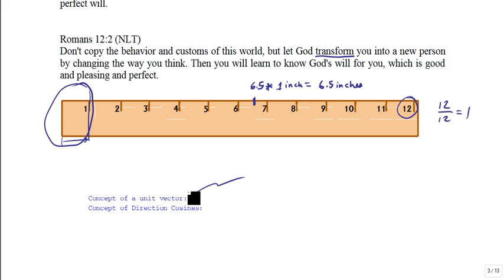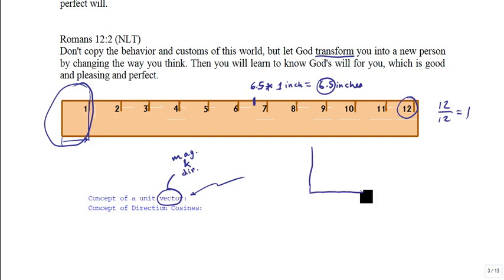Now, that seems a little bit silly, but it is useful when we want to talk about the concept of a vector. Suppose you have a vector. Now, what is a vector? A vector is a quantity that has both magnitude and direction. Okay, so the magnitude would be, for example, this number. And the direction is which way it's going to be pointing.